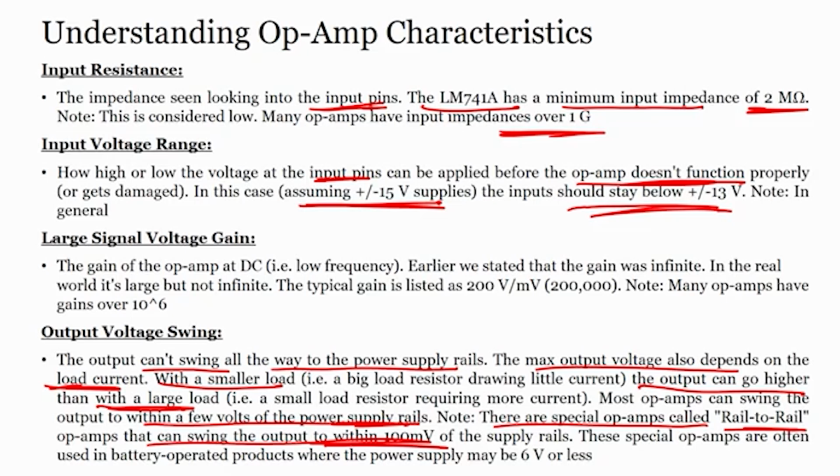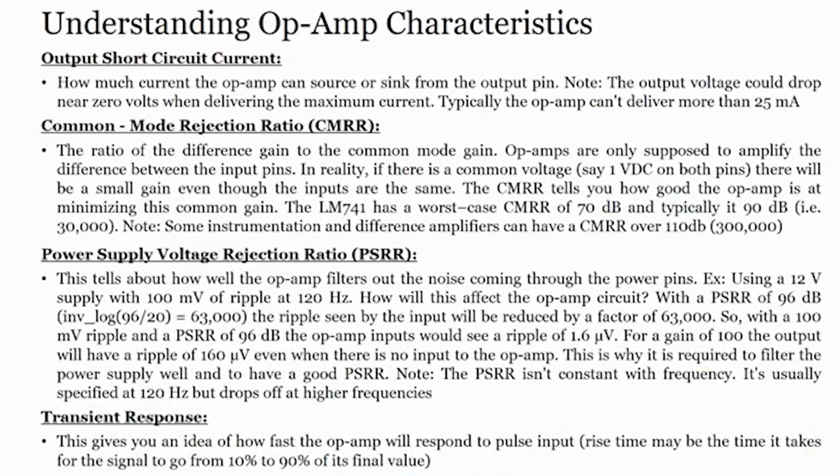These special op amps are often used in battery operated products where the power supply may be 6 volts or less. Got it? That is what your output voltage swing is. Let us see another parameter, which is output short circuit current. What is that? It is how much current the op amp can source or sink from the output pin. The output voltage could drop near 0 volts when delivering the maximum current. Typically, the op amp cannot deliver more than 25 milliampere.